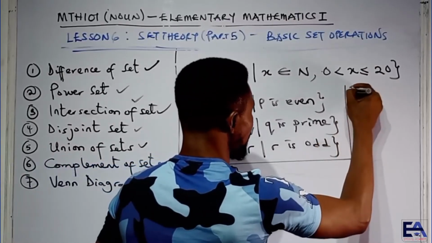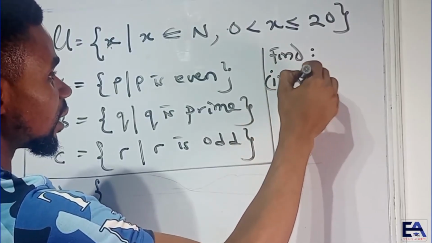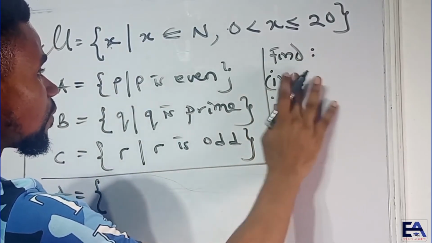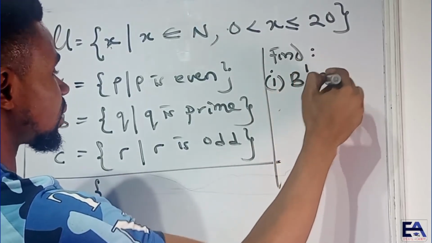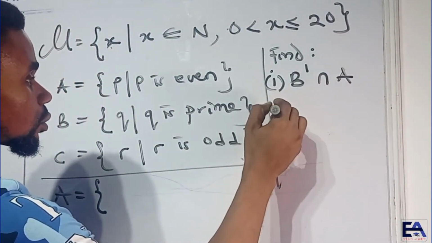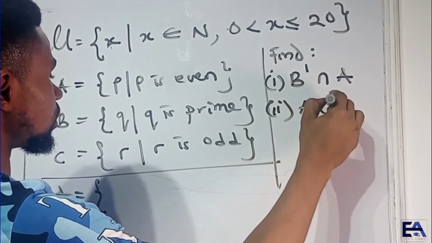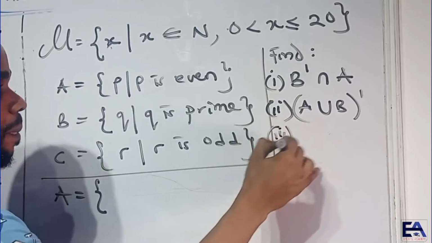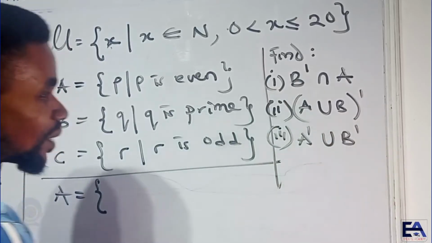Let's say the question says: number 1, find A complement. Or let me say find B complement intersection A. Then number 2, find (A union B) complement. 3, find A complement union B complement.